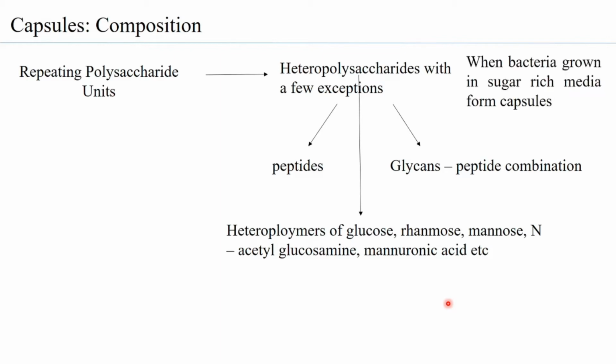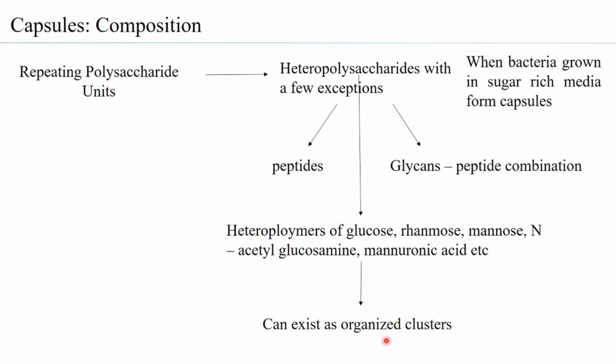Because they are sugars, when bacteria grow in a sugar-rich media, they tend to form capsules. If you leave them in a media containing more sugar, then bacteria that have the genes to produce capsules are capable of forming capsules around themselves. Another important factor that has been observed with heteropolysaccharides is that several of these monosaccharides can come together to form an organized cluster.